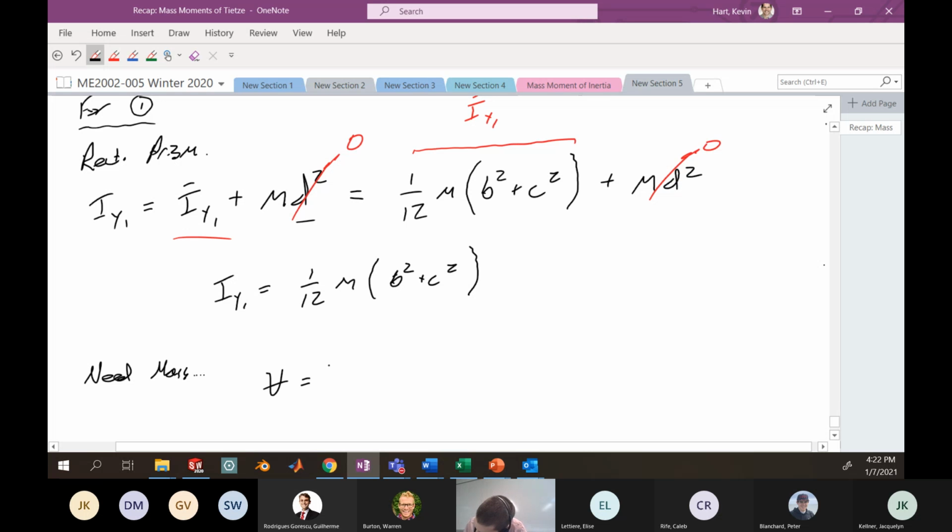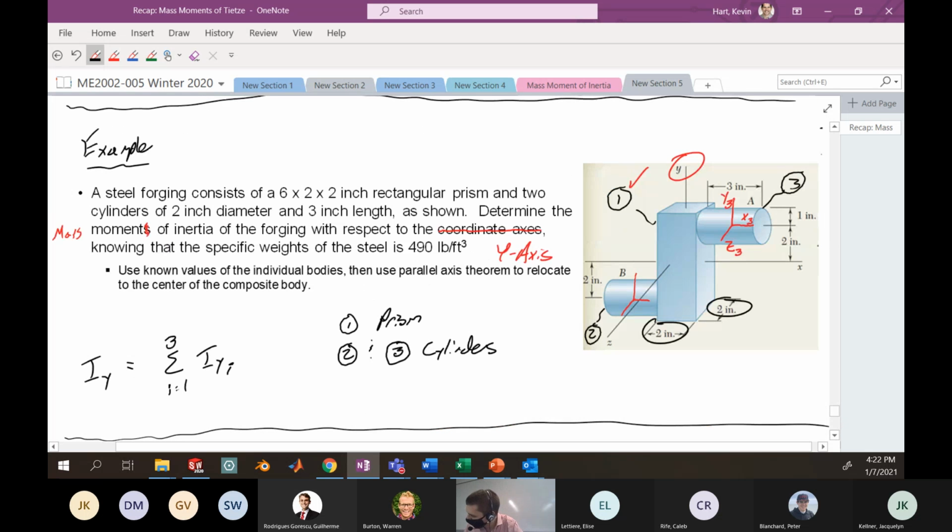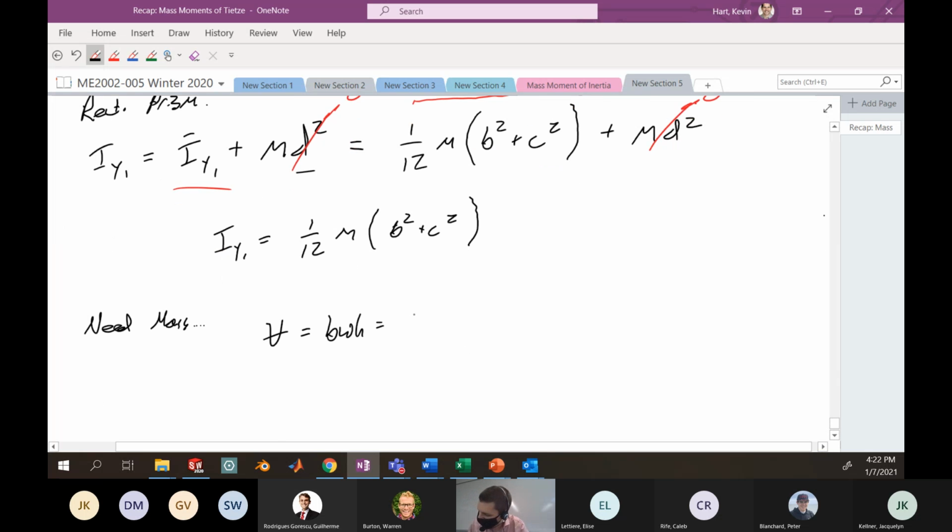My volume here is just base times width times height, rectangular prism. So we go back up to our image here: 2 inches by 2 inches by the total height. It's a little bit difficult to tell by this image, but the total height is 3 inches in this direction and 3 inches in this direction, so a total height of 6 inches. So here's this 2 inches times 2 inches times 6 inches, which gives 24 cubic inches.